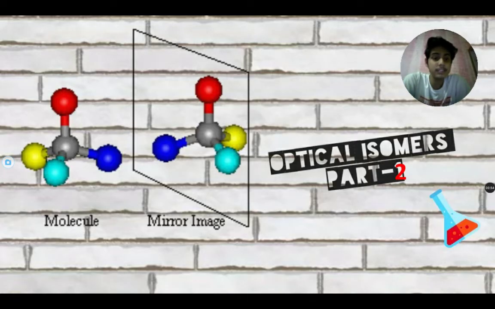So let's begin today's class. This is optical isomerism part 2. Yesterday we read about chirality. What does chirality mean? When the mirror images are different and not superimposable, they are called chiral objects. For chiral objects we need asymmetric objects. Asymmetric objects are most important here. We need asymmetric objects for chiral compounds.